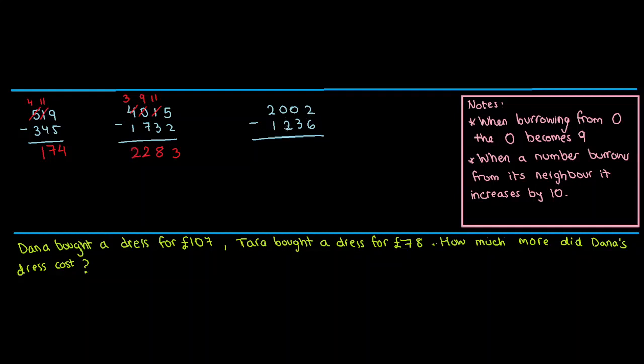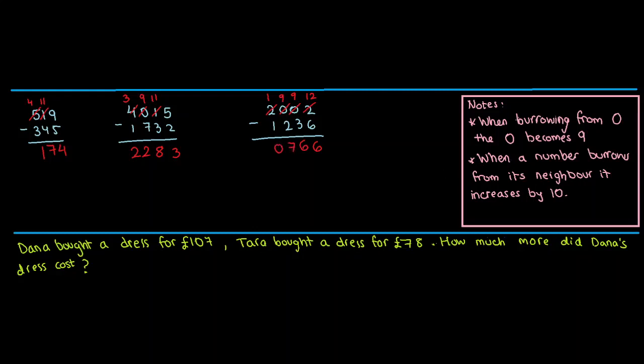2002 minus 1236. Again, 2 minus 6, we cannot do that, so 2 needs to borrow from its neighbor, but its neighbor is 0. 0 always, if you're borrowing from it, becomes a 9. And 0's neighbor is also 0, so it borrows again, becomes another 9. And then it borrows from the neighbor that actually is a number that is greater than 0, and that is 2. It becomes a 1. 12 minus 6, that is a 6. 9 minus 3, also a 6. 9 minus 2, that is a 7. And 1 minus 1, that is a 0.